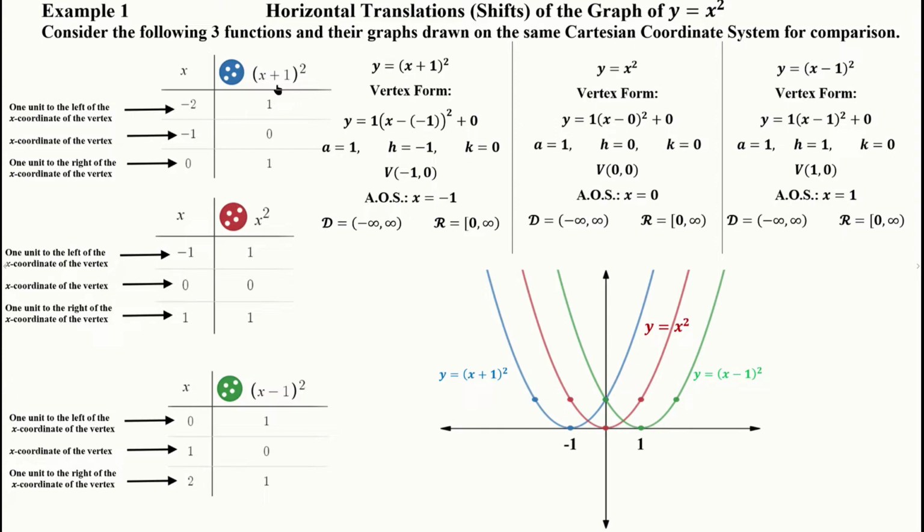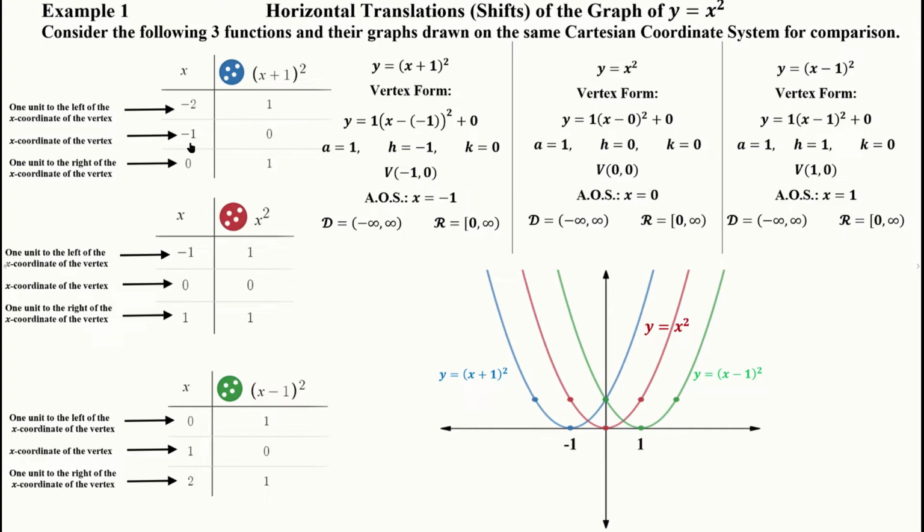For example, with this one, we know that we can write this as 1 times x plus 1 squared as a difference so that it's in a(x minus h) squared plus k format. We would write it as x minus negative 1 squared plus 0, right? So h here is what comes after the minus sign, so it's going to be negative 1, and k is 0. So the vertex is at negative 1, 0.